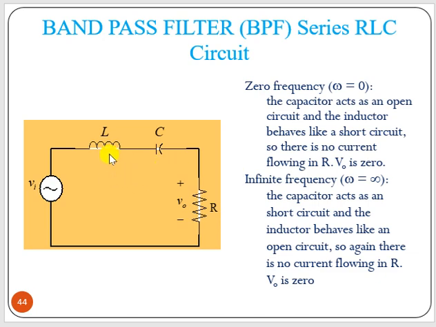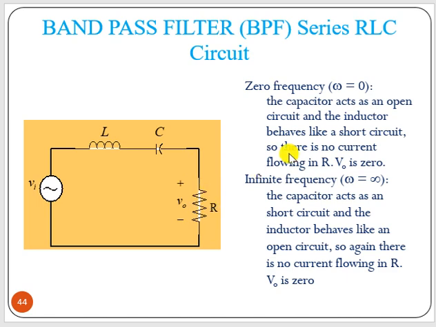Now this is an RLC series circuit that can work as a bandpass filter. Here we are taking the output from the resistance. Now when omega equals 0, what happens? The capacitor acts as an open circuit, the inductor acts as a short circuit. This is open, so no voltage will come across the resistor, so the output voltage is 0.